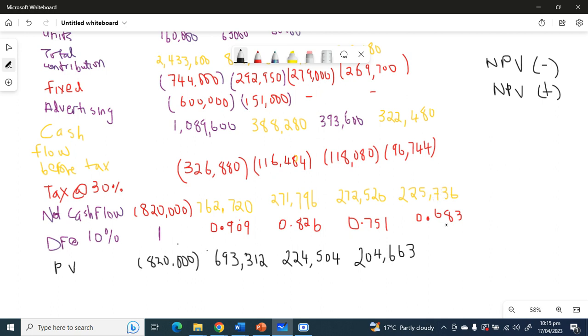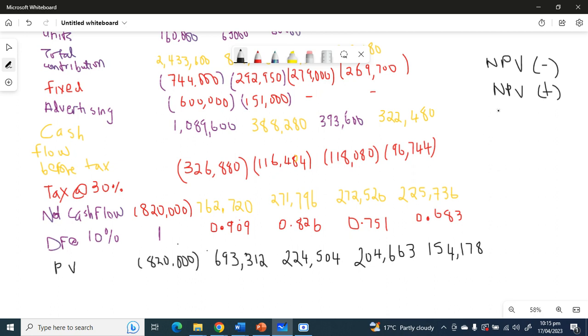And then 225,736 multiplied by 0.683. Where's the point coming first? 154, comma. Okay, we'll round it to 178. All right, so the moment of truth.